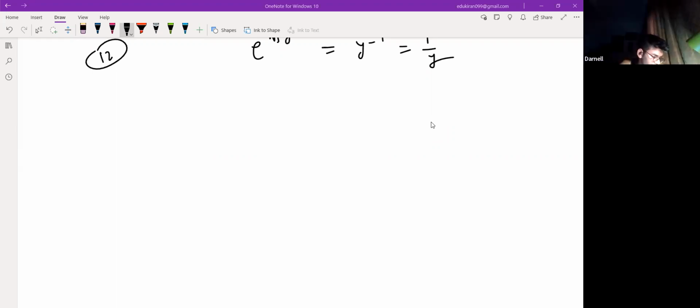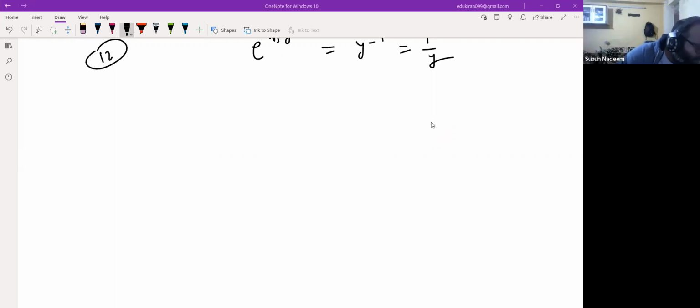So for the magnitude, we'll take the mod of dy by dx. It's the magnitude of the slope of the tangent. That is mod of dy by dx actually. So there will be two cases. When you remove mod, it will become plus minus dy by dx. Two cases will be there.